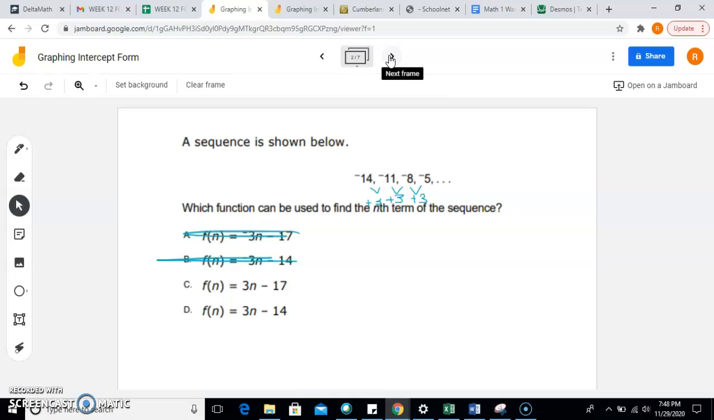Now, I can come above it. When I plug a 1 in, my answer has to come out to be negative 14. When I plug a 2 in, it would have to be negative 11. 3 would have to give me a negative 8, and 4 would have to give me a negative 5.